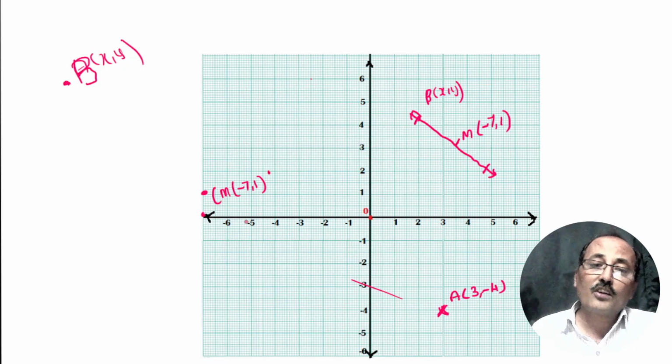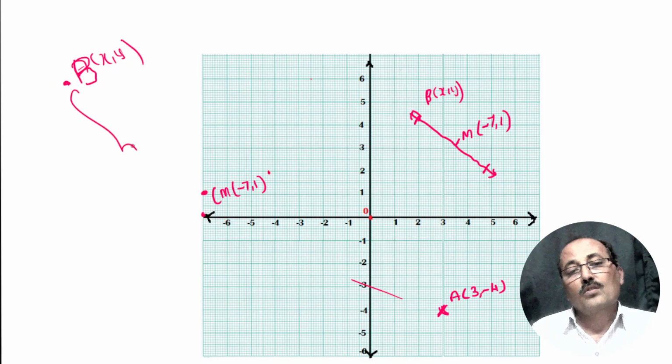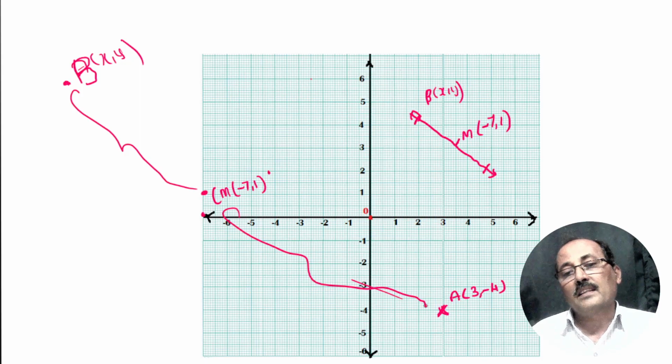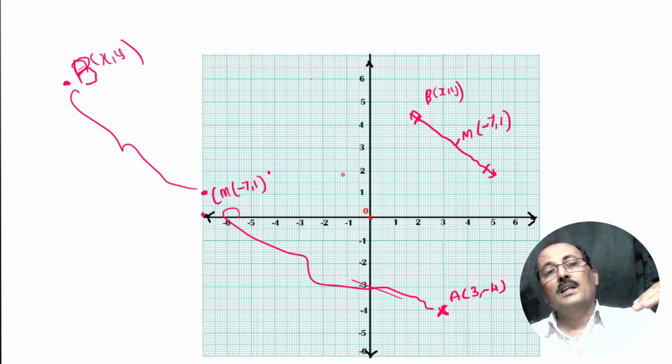M is the midpoint of this A and B. Hence from here to here, how much? From here to there, the same length it must be. So this length and this length must both be equal. You keep the ruler and draw, and all three will be in the same straight line.